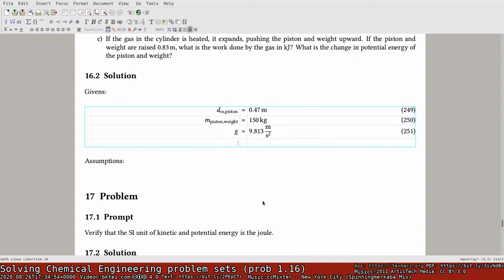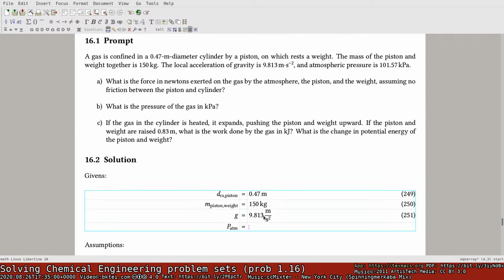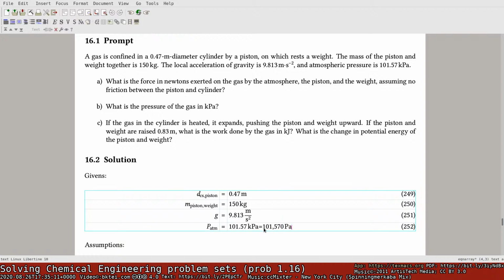and atmospheric pressure is equal to, what was it, 1 atm? Oh, they just gave it to us, 101.57 kilopascals, which is equal to 101,570 pascals.